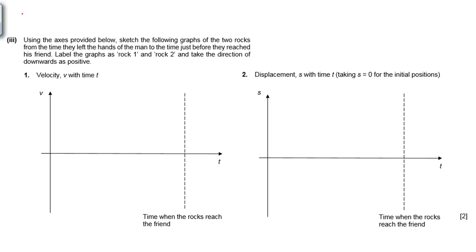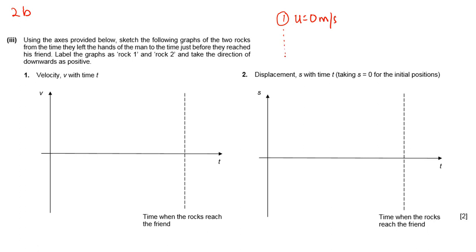Okay, question 2b part 3. In this question you need to sketch the graphs of the two rocks from the time they left the hands of the man to the time just before they reached his friend. So in the case of the first rock, it has been released, therefore its initial velocity should be 0.